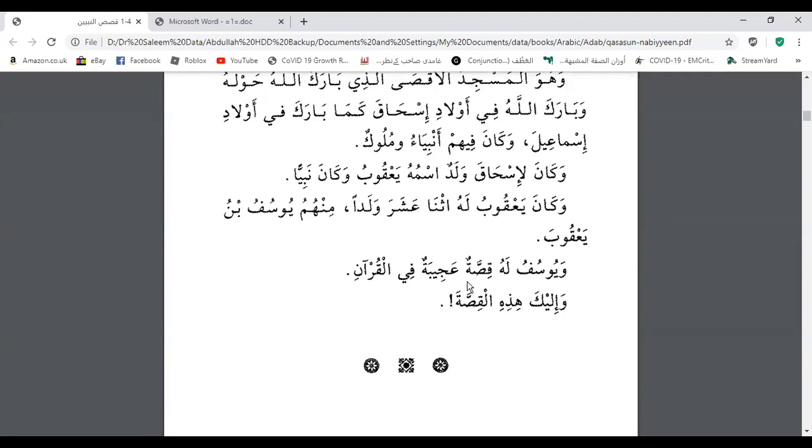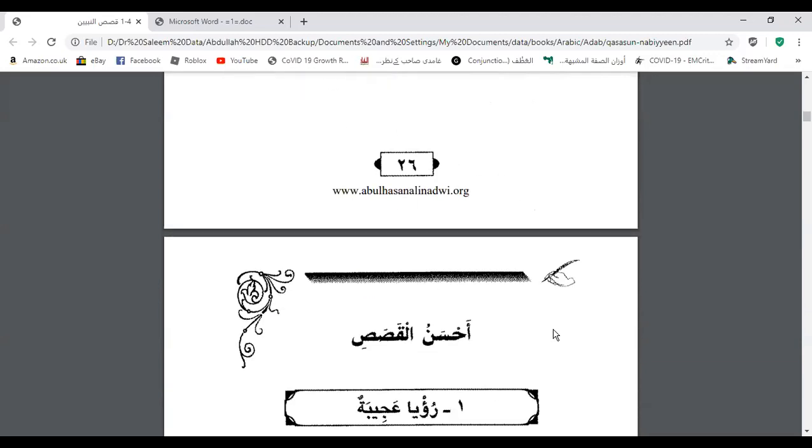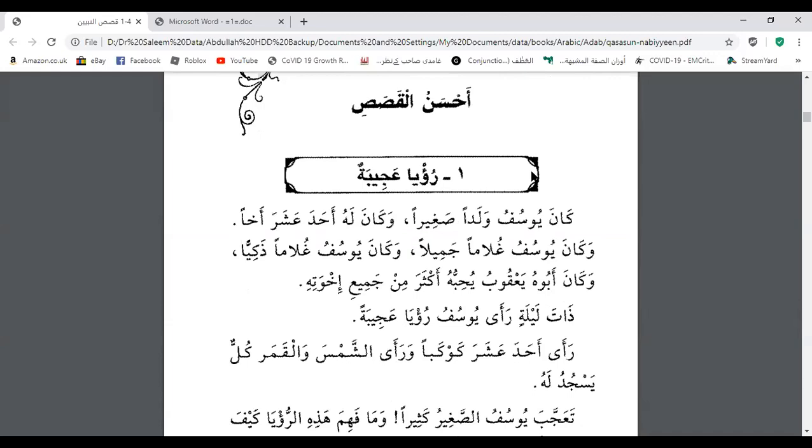And for Yusuf alayhi salam, there's a beautiful story in Quran. And to you is this story. Means take this story. Means have this story. So I'm telling you the story of Yusuf alayhi salam, which is the most beautiful story. So Ahsanul Qasas, the beautiful story.